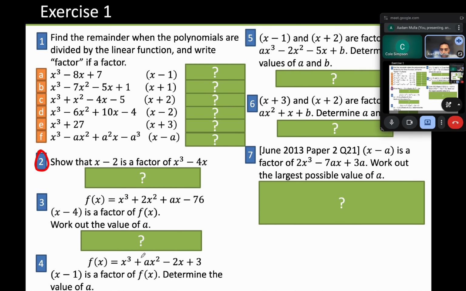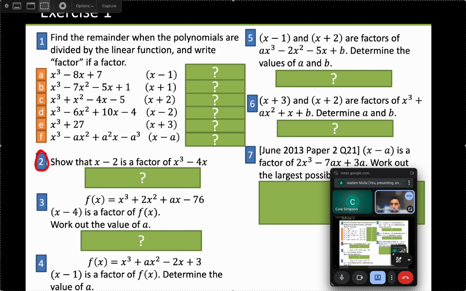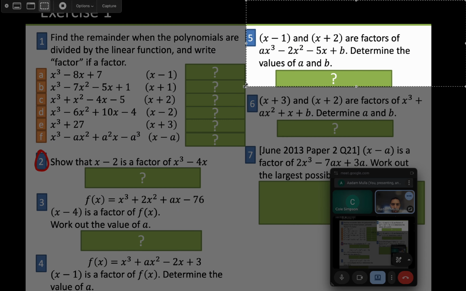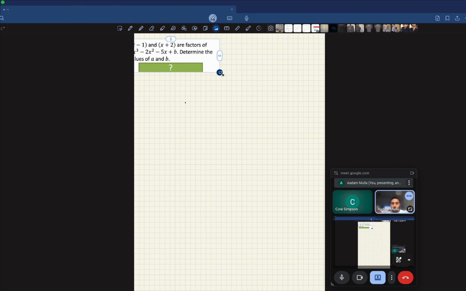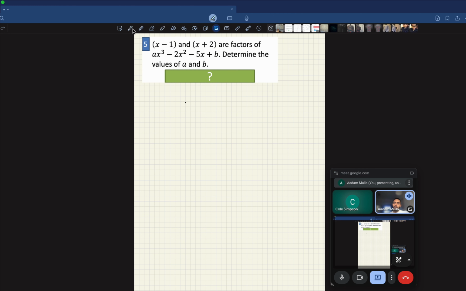Let me copy this question. Just give me a second. Okay, have a read of it and then tell me what we should do.